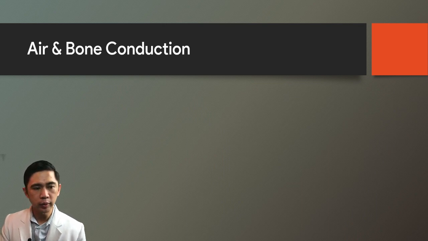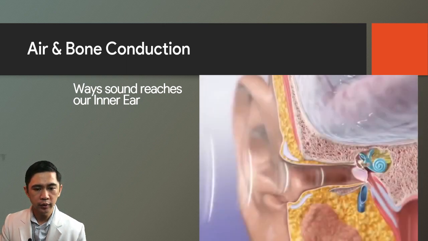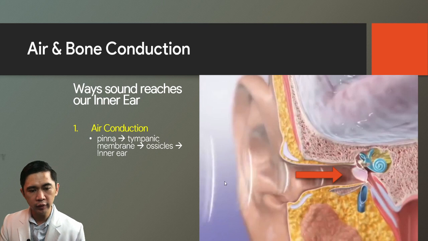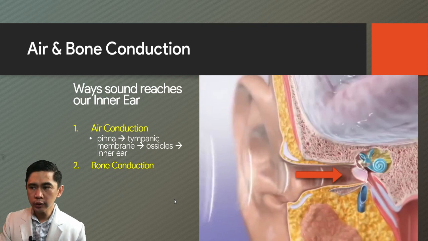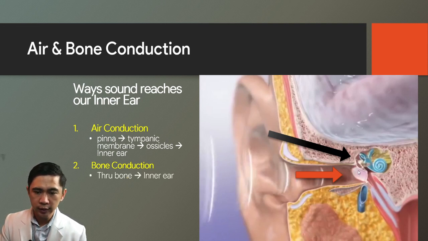Let's talk about air and bone conduction. So there are two ways that the sound reaches the inner ear. Again, here is the picture. First, we have the air conduction, wherein the sound wave will travel through the pinna, tympanic membrane, ossicles, until it reaches the inner ear. We also have the bone conduction, wherein sound can actually travel through bone. It can hit the bone, travel through a solid medium until it reaches the inner ear. So it bypasses the tympanic membrane and the ossicles, and it stimulates the cochlea directly.